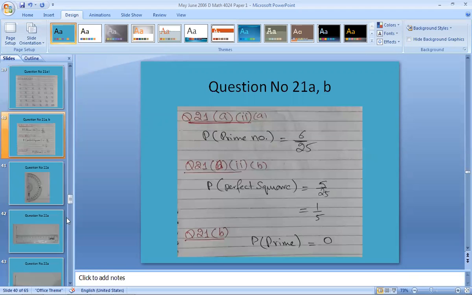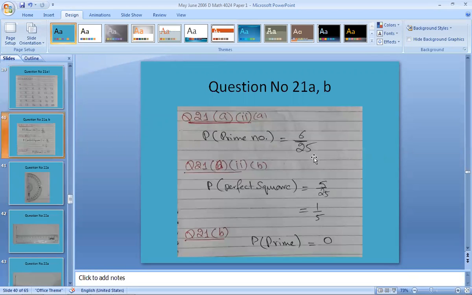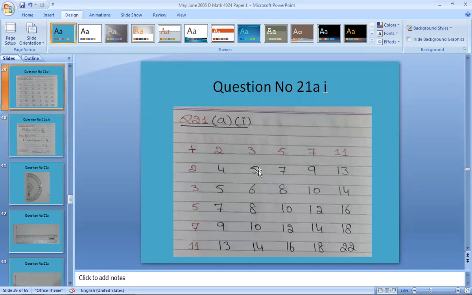So the prime numbers will be, you can count them. So see, the prime numbers are 5 and 7 and 13. And in this way, when you count the prime numbers, there will be 6 out of 25. Then he says a perfect square. So from this list, perfect squares will be 4, and then you will have 9, then you will have 16.